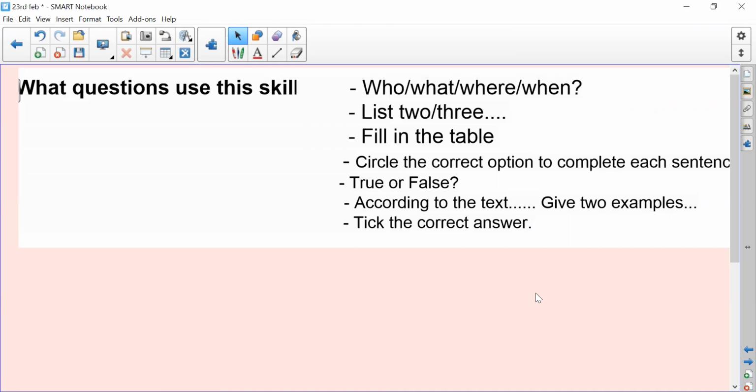Obviously, we'll be looking at a text rather than lots of pictures, and there might be many questions you may be asked to answer in retrieval. They could be who, what, where, or when questions. It could be list 2 or 3 things. It could be fill in a table, circle the correct option. Might be a true or false question. We've had those in other areas as well. Might say according to the text, or it might say look at the paragraph beginning, and you may have to tick the correct answers. There's lots of types of questions that this retrieval skill may use.